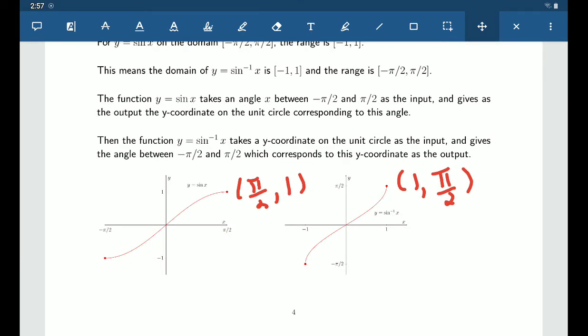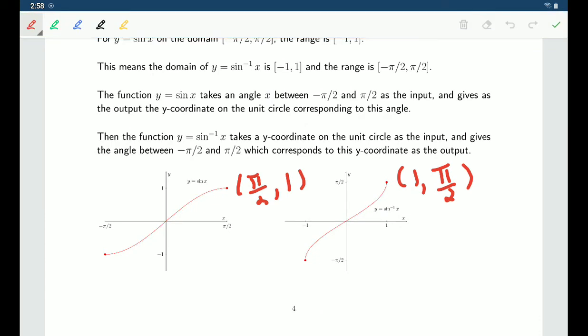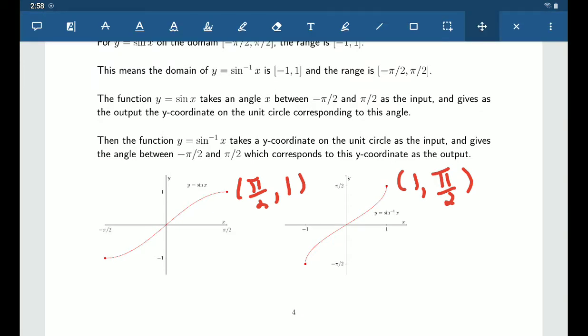And if we're thinking in general about what these functions are doing, who are their inputs and who are their outputs? Remember, for the sine function, you're putting an angle in as the input, an angle between negative pi over 2 and pi over 2. That means for sine inverse, the output will be an angle between negative pi over 2 and pi over 2. The sine function has an output between -1 and 1, which means the sine inverse function has an input between -1 and 1.